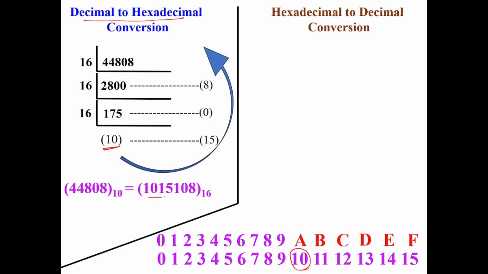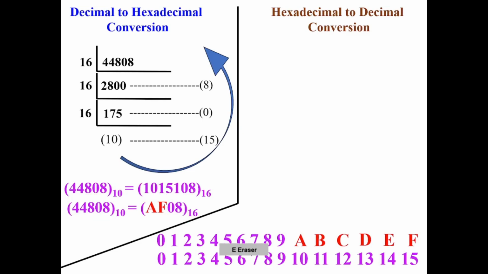But this is not the exact representation of the hexadecimal number of this decimal number. What is the exact representation? Instead of 10 we have to write A, and instead of 15 we have to write F. So AF08 subscript 16 is the hexadecimal representation of this decimal number.